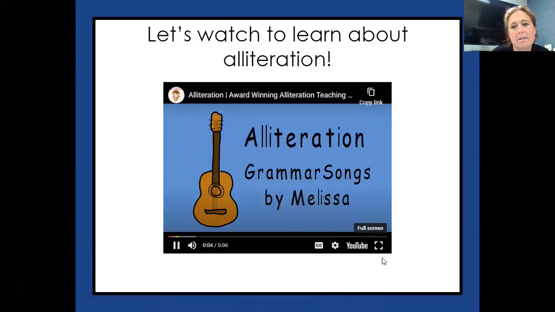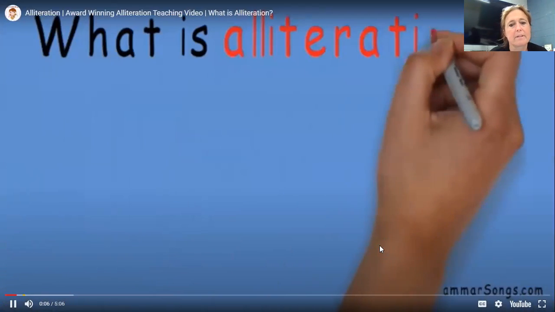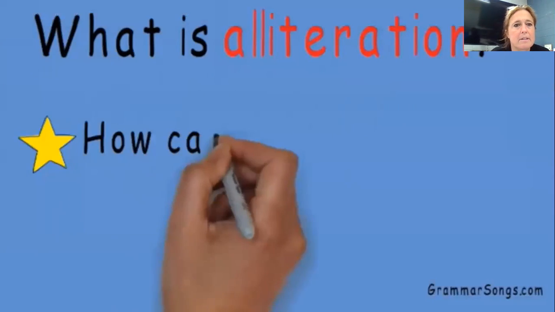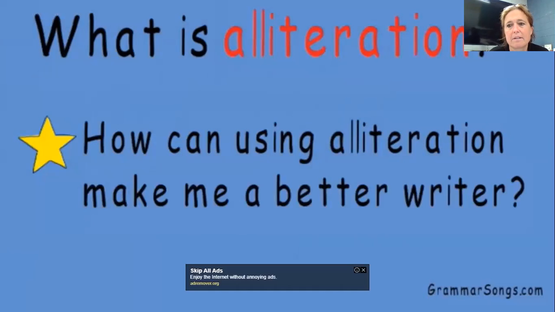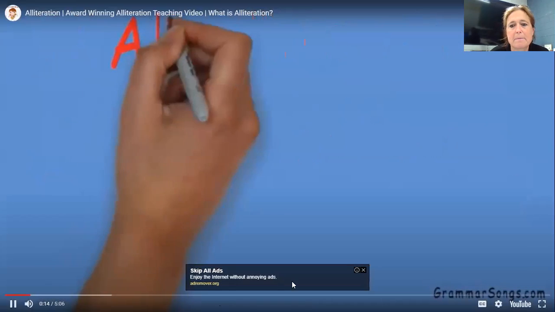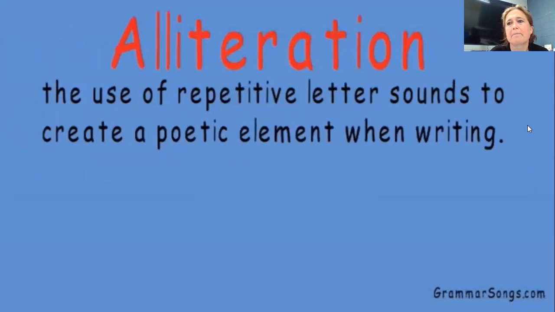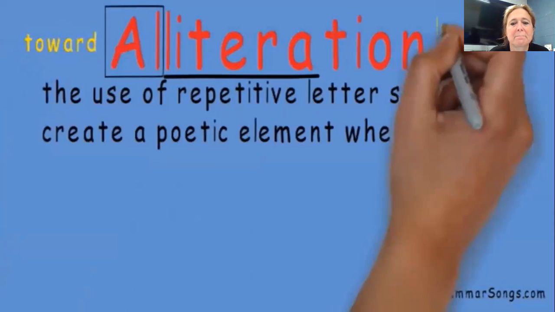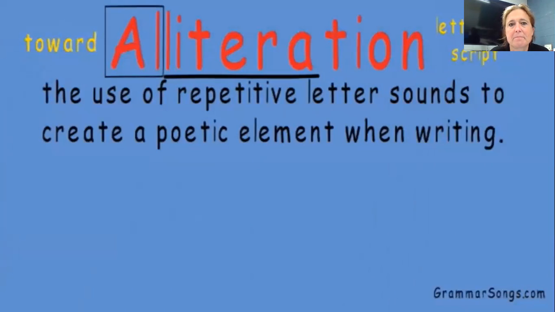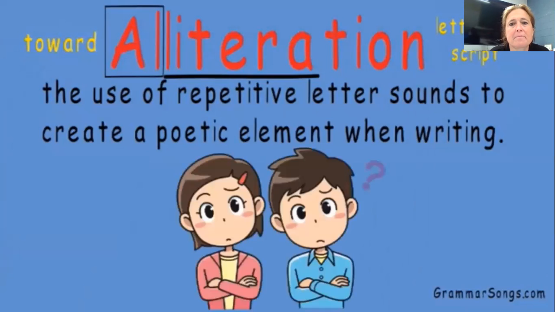Alliteration. At Grammar Songs by Melissa. What is alliteration? More importantly, how can using alliteration make me a better writer? Let's get started. Alliteration is the use of repetitive letter sounds to create a poetic element when writing. The word alliteration begins with the Latin prefix al, which means to or toward. The Latin root littera means letter or script. So when using alliteration, an author is placing emphasis toward the letters being used. But why would anyone want to do that? There are different reasons, so let me explain.